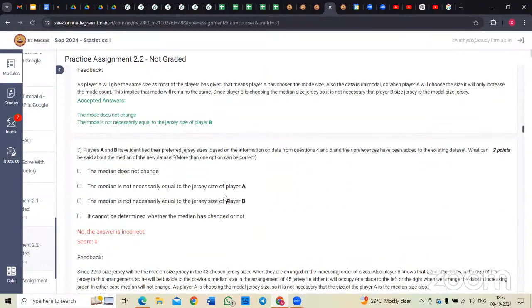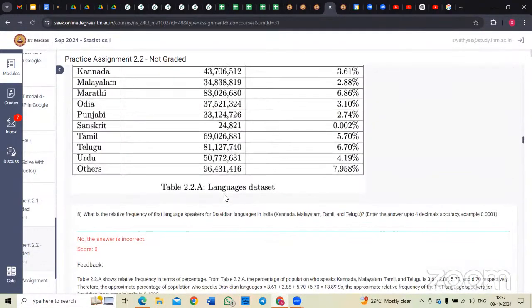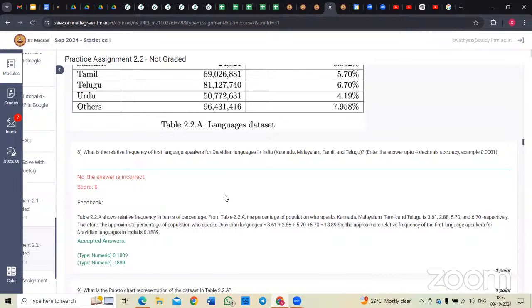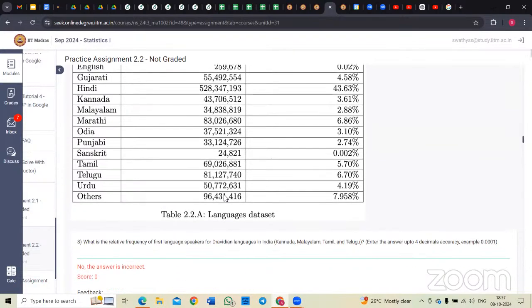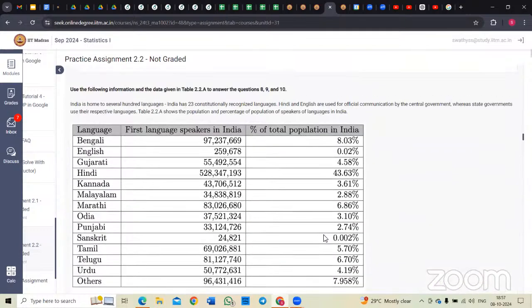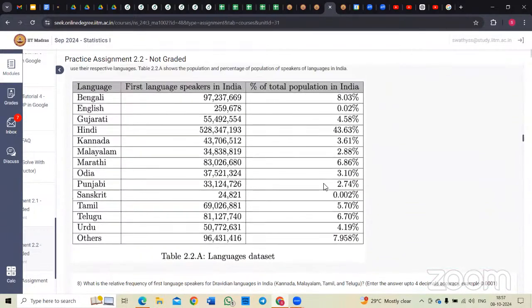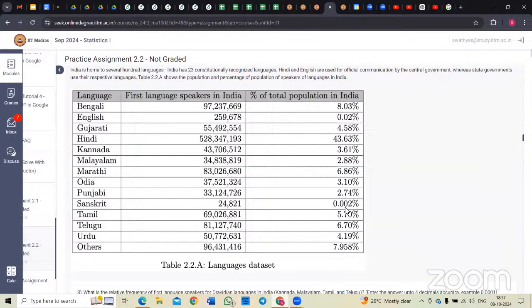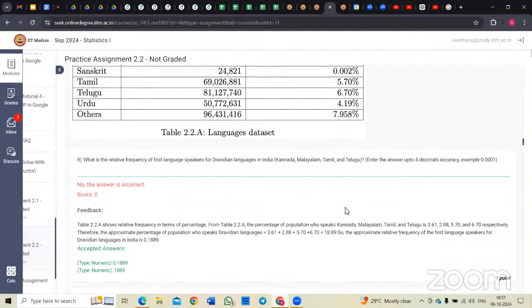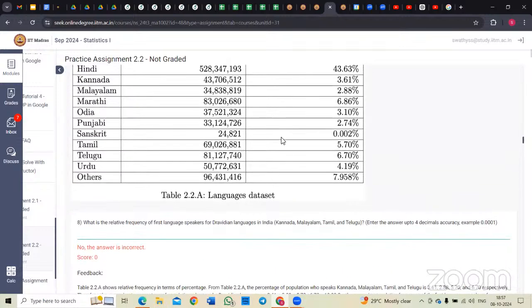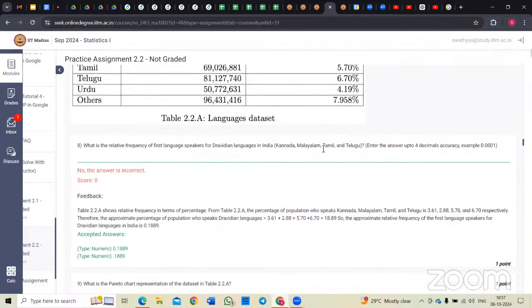Question number 11. 8th question, ma'am. 8th question. Okay. What is the relative frequency of first language speakers for Dravidian languages? In this question, you have to just add all the numbers for the Kannada, Malayalam, Tamil, and Telugu. All the 4 languages. These are all in percentage, and you have to calculate the relative frequency. Just divide it by 100, then you will get the answer.